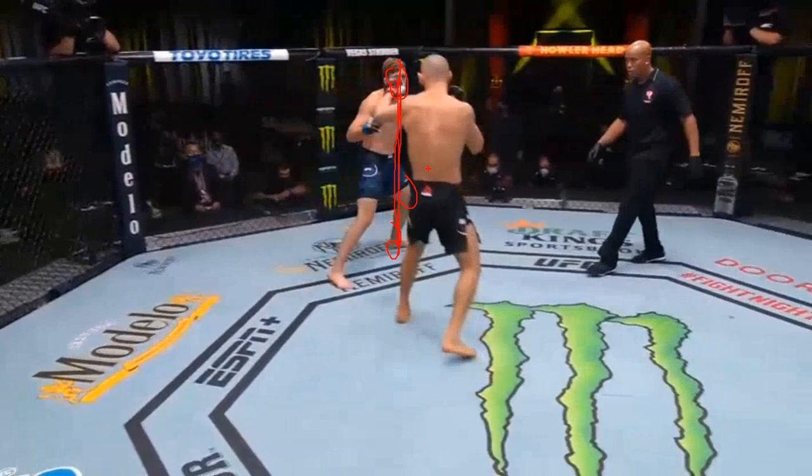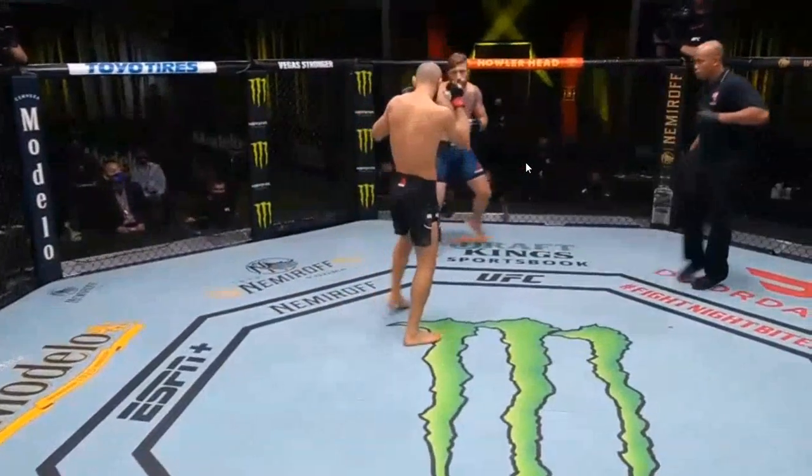Now, again, this is exactly where Khamzat does not want Gerald's weight. He wants Gerald's weight moving forward with him so that he can find his head easier. Because when his head is on the back foot, even if Khamzat is on the front foot, he's going to be too far away to be able to close that distance with his hands.